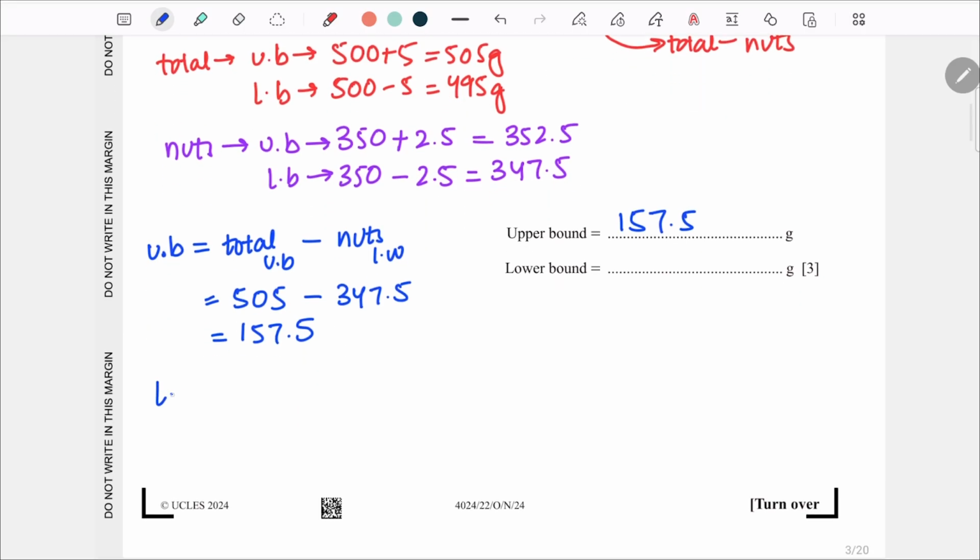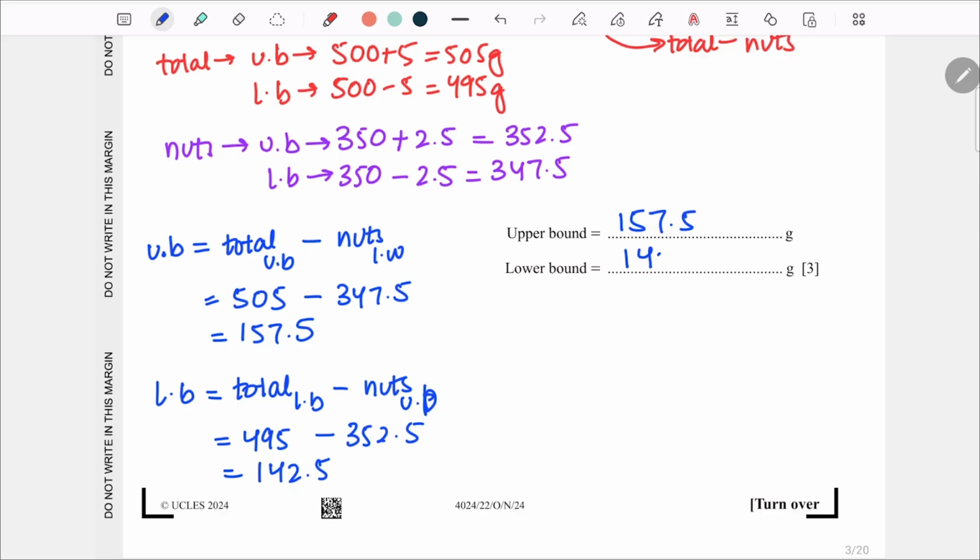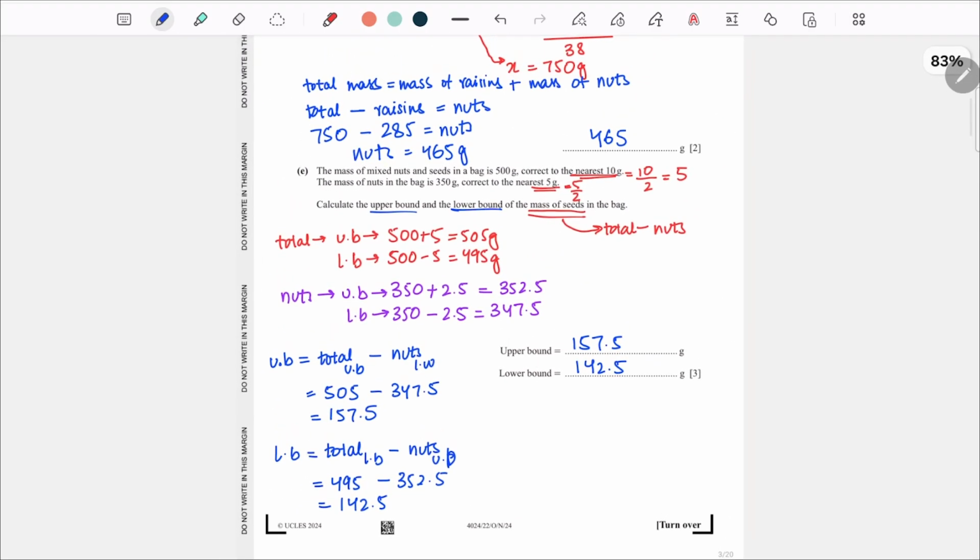To find the lower bound will be found by subtracting the lower bound of the total value and the upper bound of the value of nuts. Why? Because lower bound is basically the smallest value. So to find the smallest difference, we're going to subtract a large value from a small value. So lower bound of total is 495 and upper bound of nuts is 352.5, and this is going to give me 142.5. So this is going to be my lower bound.